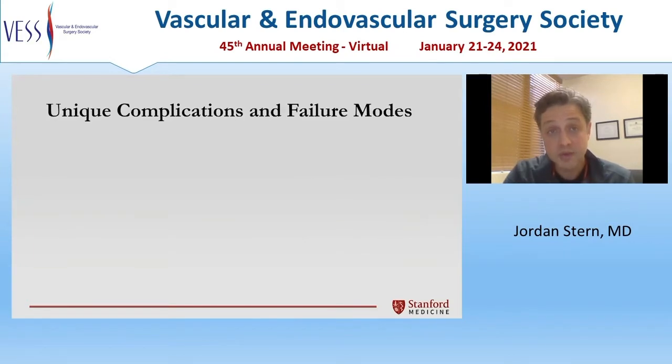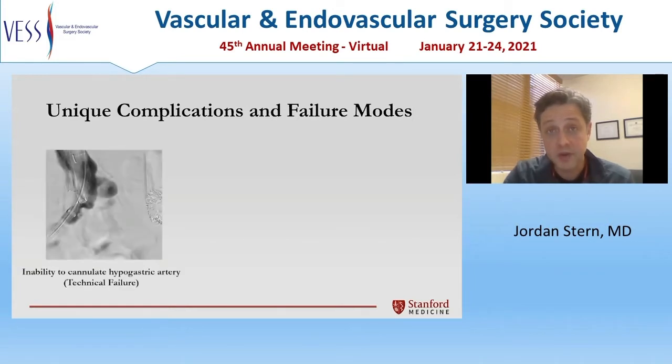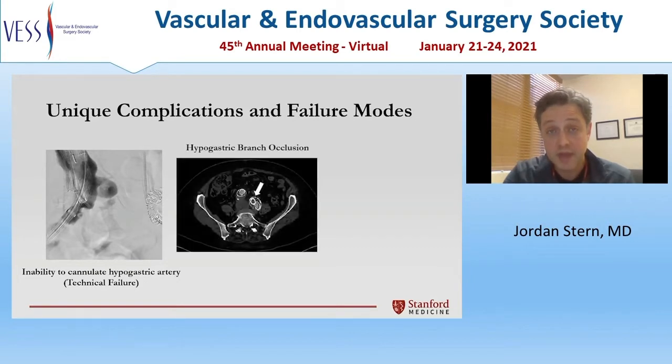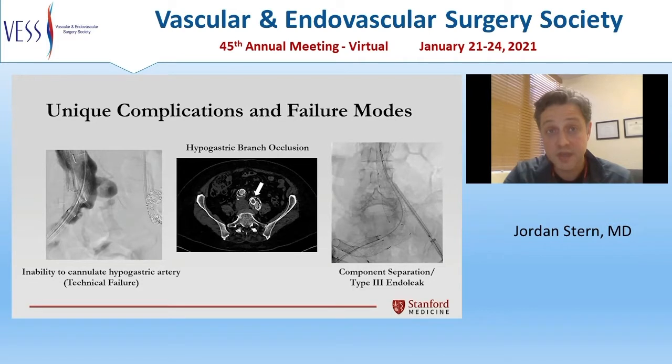Iliac branch devices, while extremely useful for preserving hypogastric flow during EVAR, are not without their own potential issues. Technical failure may occur when the hypogastric artery cannot be cannulated and stented. Occlusion of the hypogastric branch may occur as well, leading to the issues previously discussed related to reduction in pelvic blood flow. Finally, there is a potential for separation of the IBD from the main EVAR, leading to type 3 endoleak.